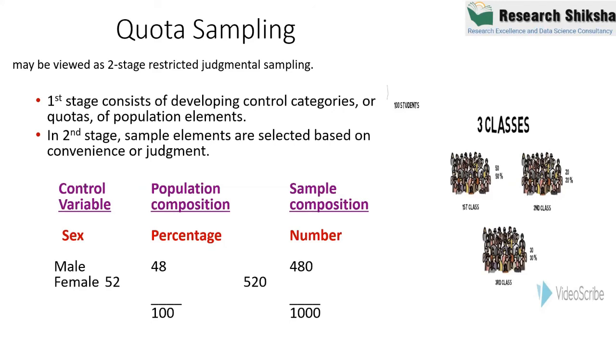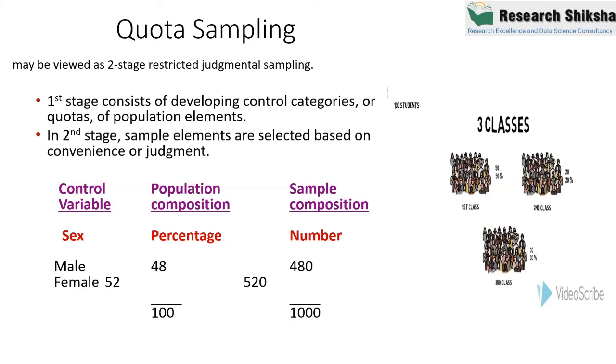Or after deciding the quota, I go for judgmental sampling, then I will call it quota judgmental sampling. So quota sampling is not complete in itself. You have to go for some convenience or judgmental sampling after deciding the quota, right? So there are many examples where we use quota sampling, even in school teaching.